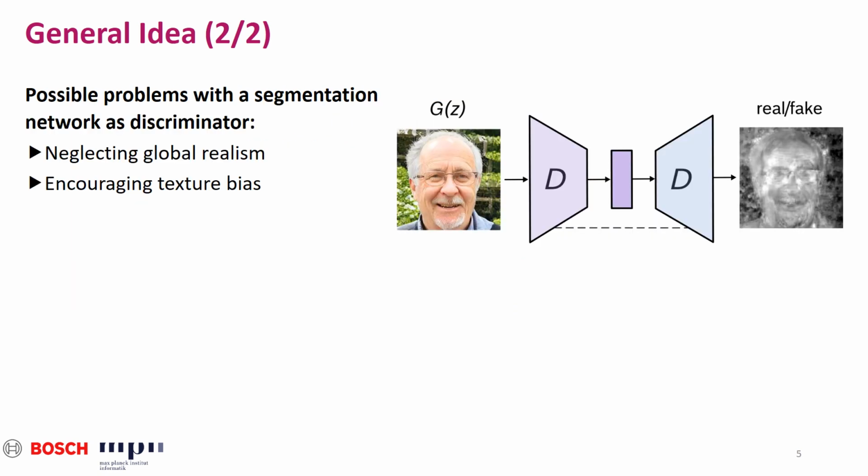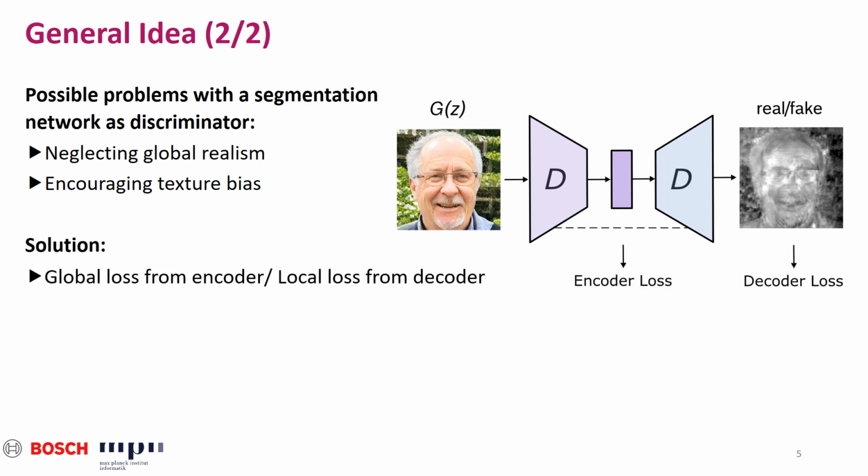Potentially, such a per-pixel discriminator may come with the downside of completely neglecting the global composition of the image. This can be addressed in two ways. First, we calculate the loss for both the encoder and decoder outputs. This way, we have a loss for local and for global realism.